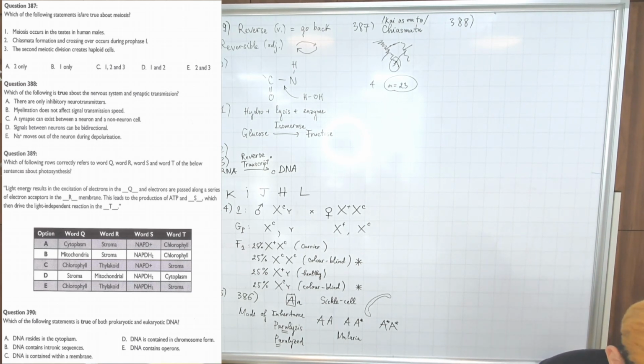Okay. So it's the first meiotic division that actually creates haploid cells. Okay. Okay, so number 1 and 2, right?